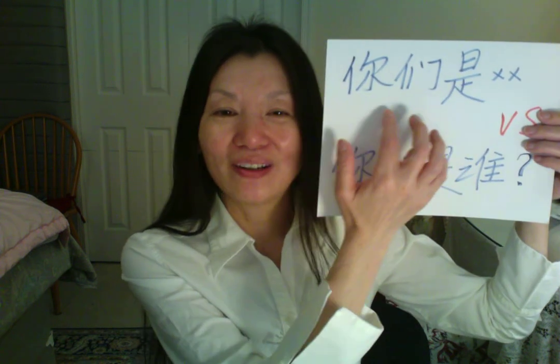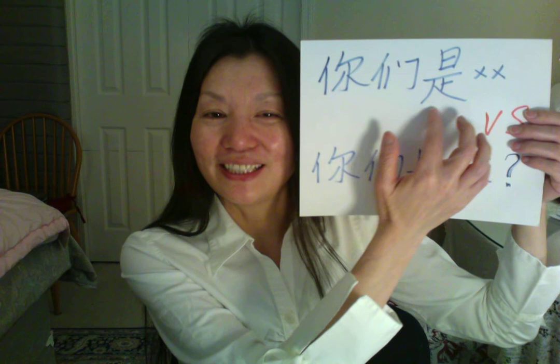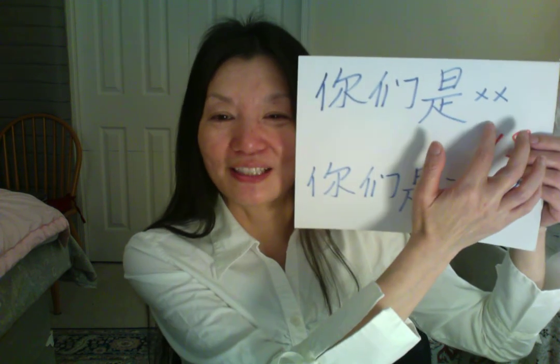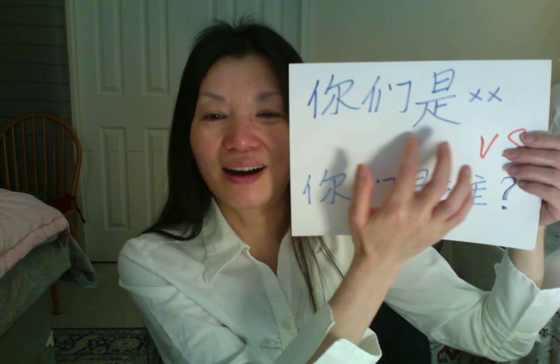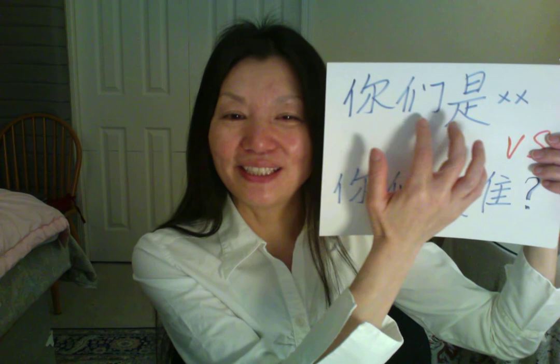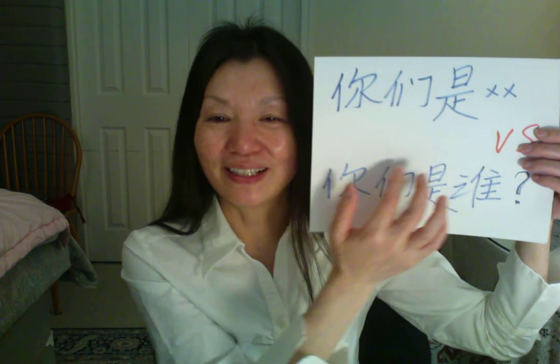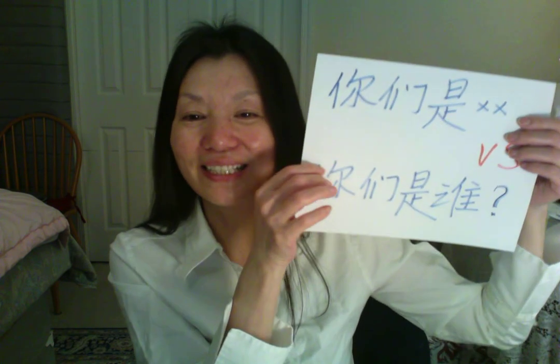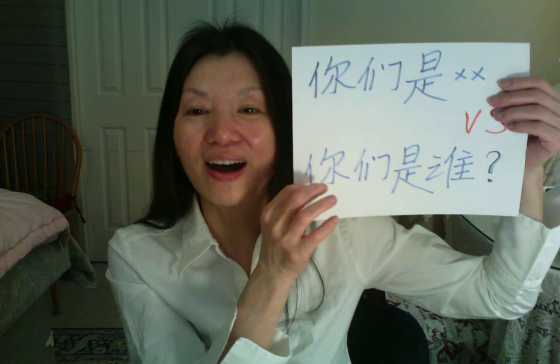你们, you are. 你们是学生. 你们是, just plus something here. Plus the 学生, student. You are students. 你们, you are, plural. 你们是学生. Okay, let's say I say you are a student.